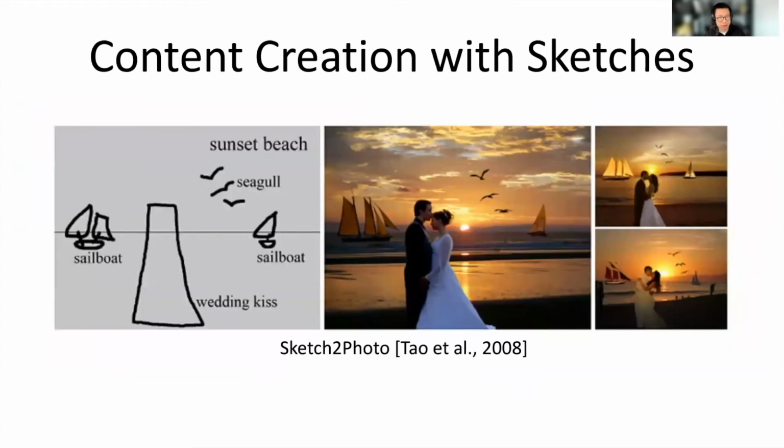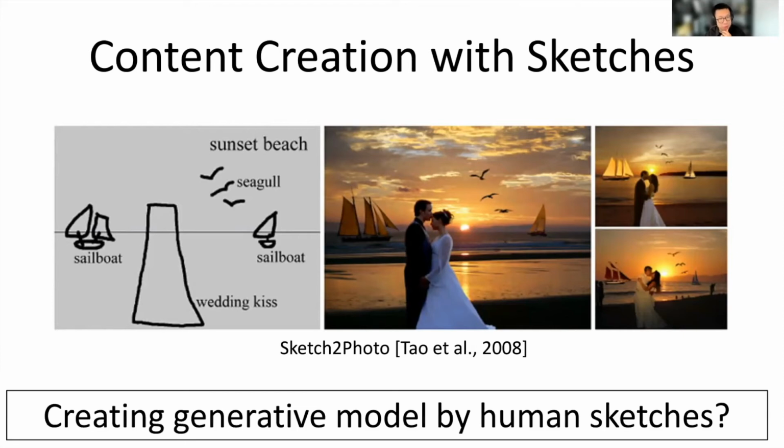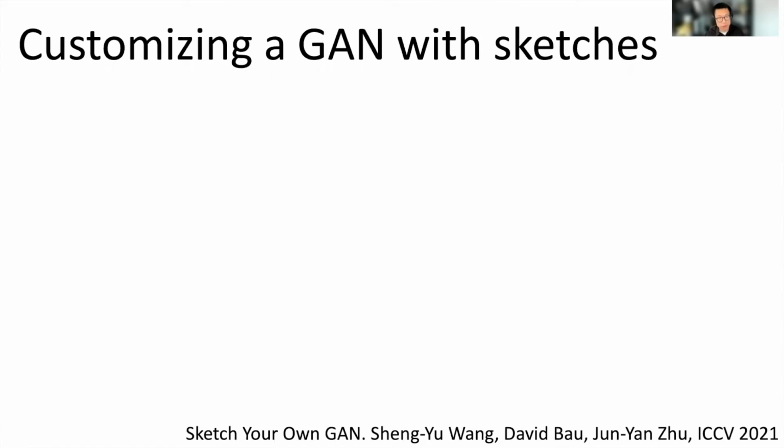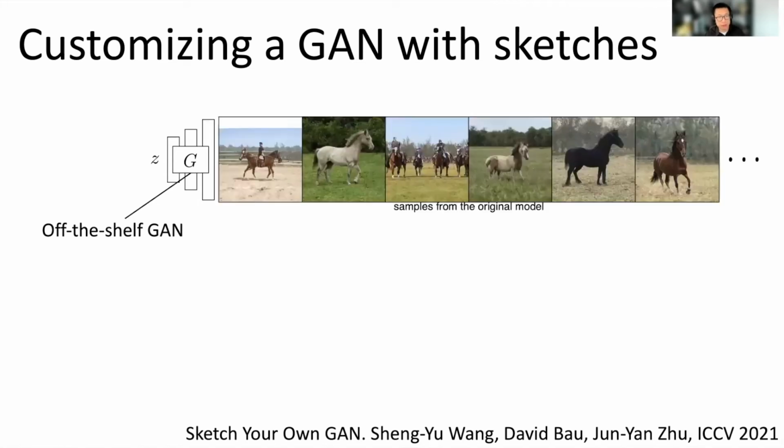And there is also other recent work like sketch to photo, where you draw a sketch and you create a photo. That's all before deep learning. So the idea is, can we create a generative model just by human sketches? We draw what we like to create, and our model can listen to our sketch input and create a model accordingly. Here is a recent work in collaboration with Sheng-Yu and David. Here is a pre-trained model. Here are some random samples from the model on horses.